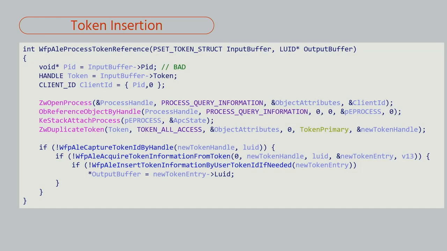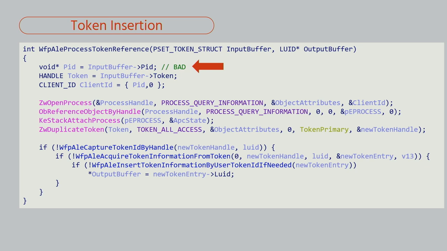The function receives a very simple structure as the input buffer. It is made of a process ID and a handle to a token. Note that any process ID can be set by the caller. One process can specify the ID of another process. This design can be easily abused.